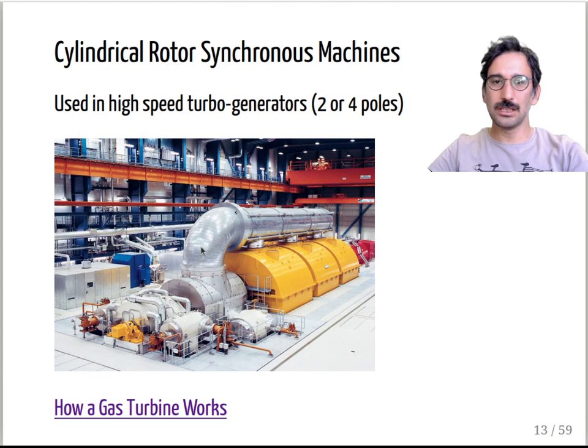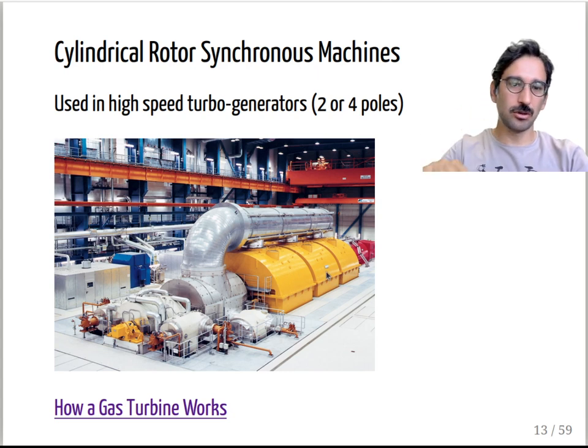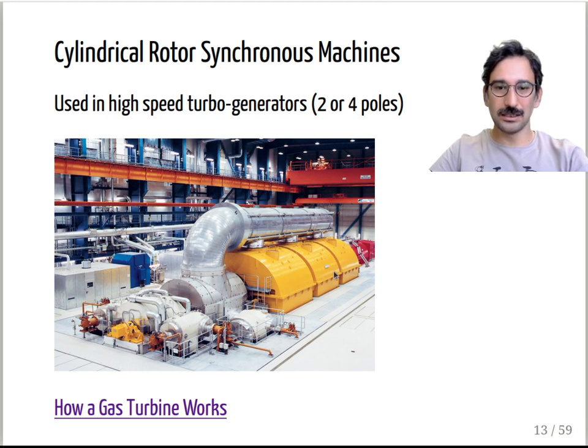They are usually used in high speed turbo generators. I think this is from a natural gas power plant or some kind of thermal power plant. They are used in turbo generators, two or four poles. We will discuss those things. You generate some kind of high pressure steam, and that steam rotates the turbines. At the end of that line, there are synchronous generators, and they are rotated by the power of the steam.